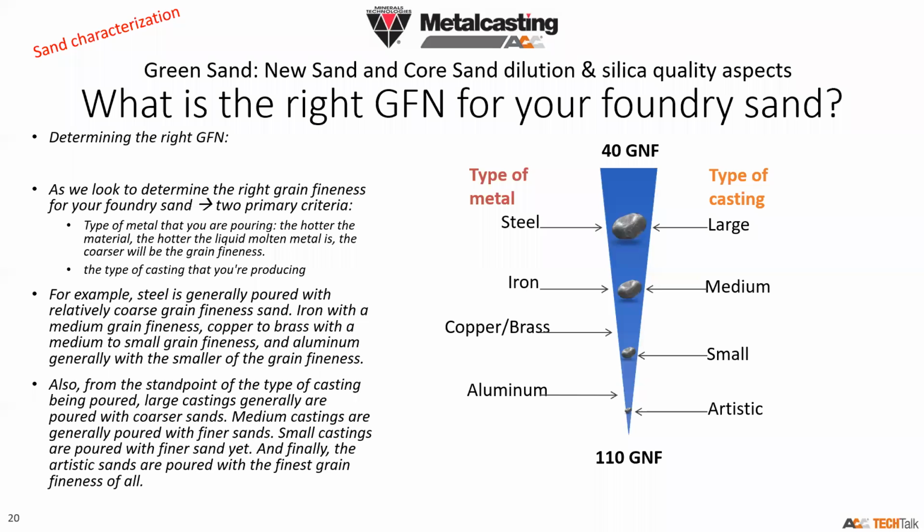Now another point is to understand the type of casting as well. You can see the type of casting from the largest to the smallest. Here also, that will have an influence on what kind of grain distribution we want to select for a foundry green sand. From large castings to even very small castings or artistic castings, you go from the largest grain to the finest grain. That is, I would say, a quick summary I wanted to show you.